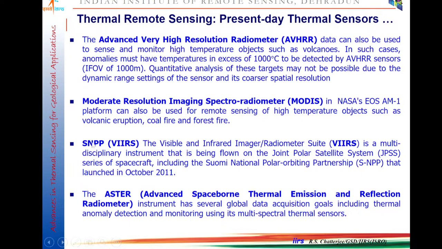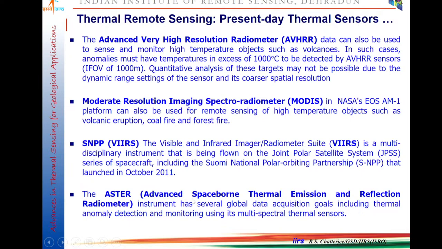Now there is another mission, the SNPP VIIRS, Visible Infrared Imaging Radiometer Suite. The advantage here is that the spatial resolution is much finer, around 375 meter pixel size. Then comes ASTER, the Advanced Spaceborne Thermal Emission and Reflection Radiometer. Here the spatial resolution is 90 meter, but the most important advantage of ASTER is that it is multispectral, with a number of bands. This is also available in case of VIIRS and MODIS.